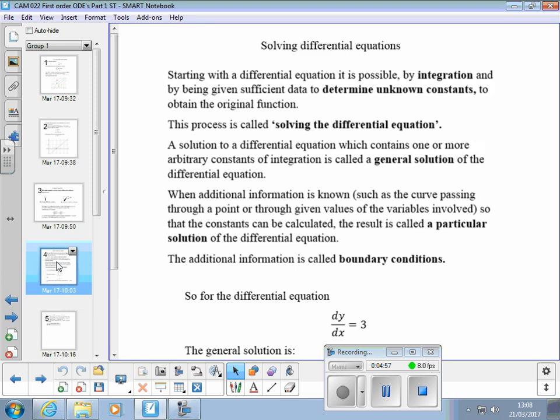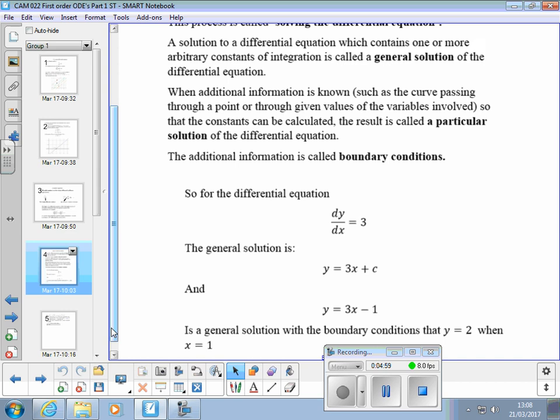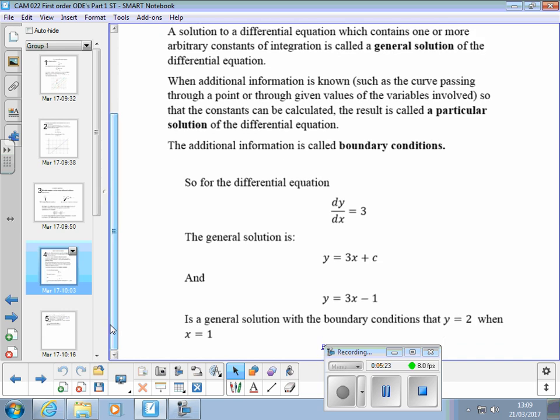The proper name given to the additional information which is used to make it a particular solution is boundary conditions. So for that initial differential equation, dy by dx is equal to 3, the general solution is y is equal to 3x plus c, and y is equal to 3x minus 1 is the particular solution with the boundary conditions that y equals 2 when x is equal to 1. Yeah? All happy and follow that so far?